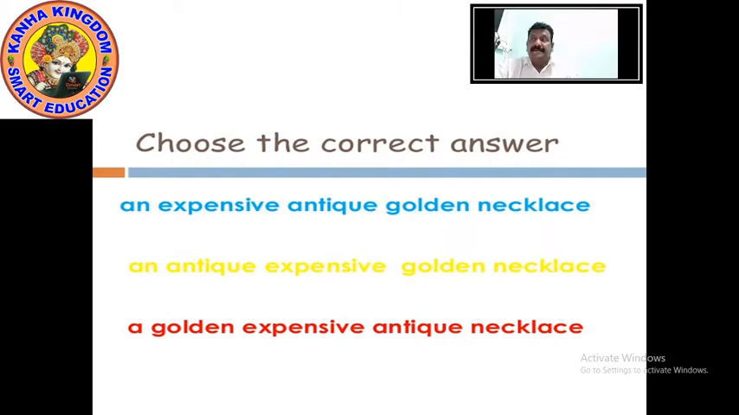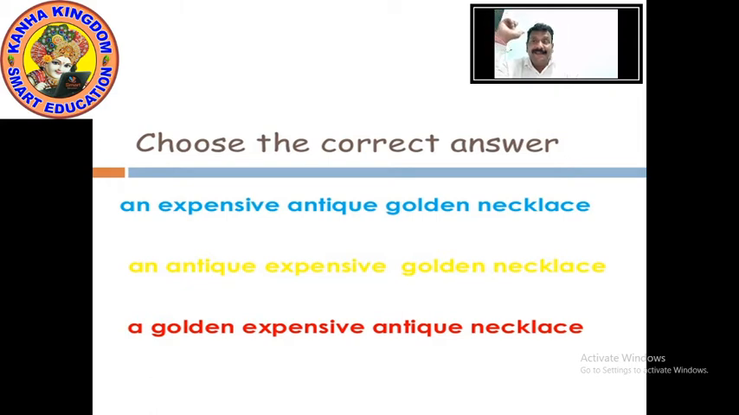So now choose the correct answer. Order of adjectives. An expensive antique golden necklace. Golden necklace. Necklace is what? The noun. Necklace is the noun. An expensive antique golden necklace. An antique expensive golden necklace. A golden expensive antique necklace. So what is the proper order in it? An expensive antique golden necklace? A golden expensive antique necklace? No.